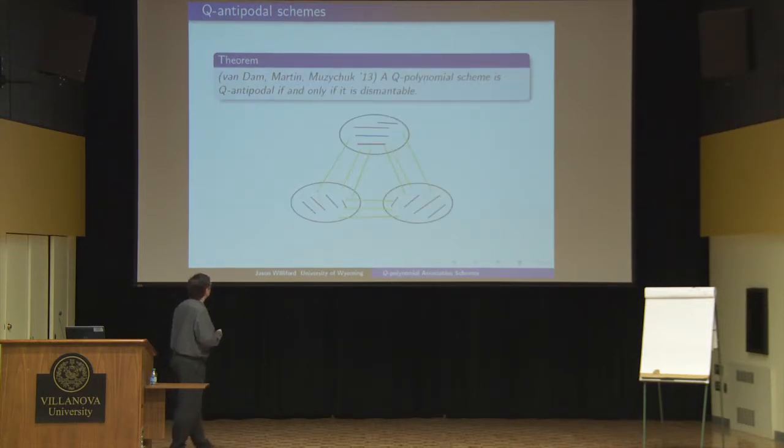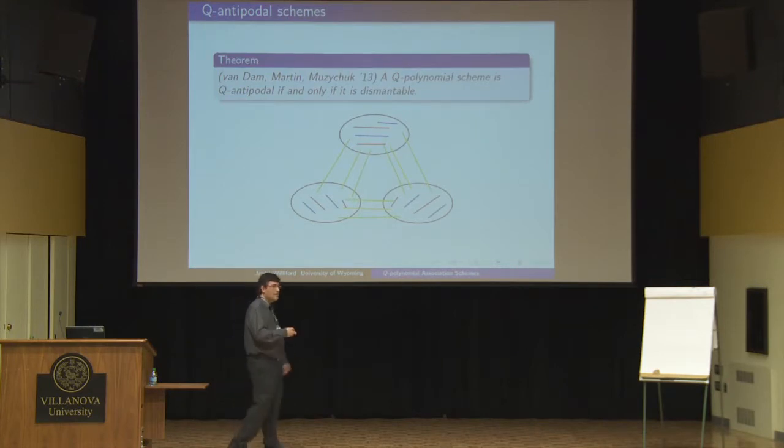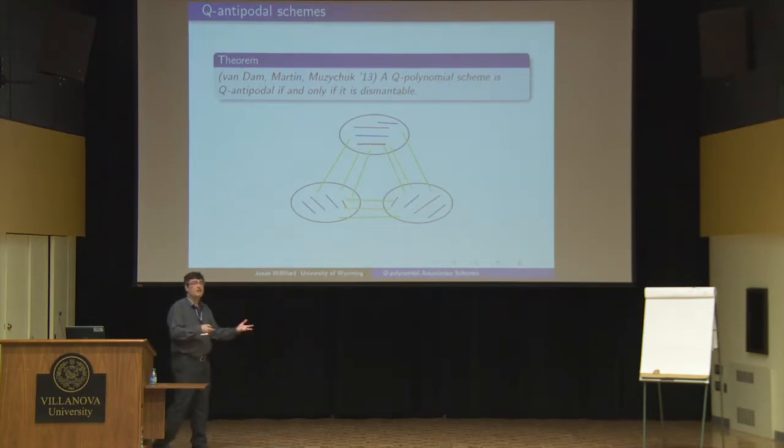And then later, Van Dam, Martin, and Muzychuk said, well, if a black box tells you that the scheme is Q polynomial, and then you see this combinatorial information on top of that, then you know that it's Q antipodal. So again, you have this picture where you can partition the vertices into a couple of different sets, roughly half the relations in or between.